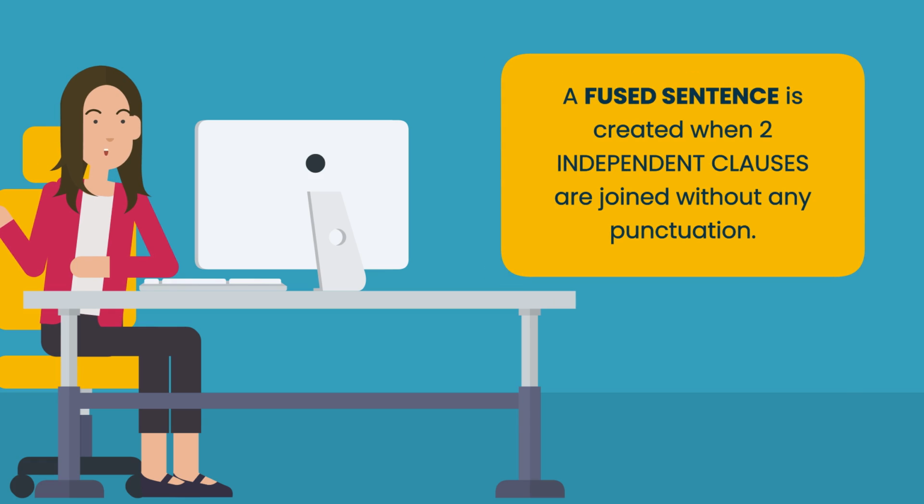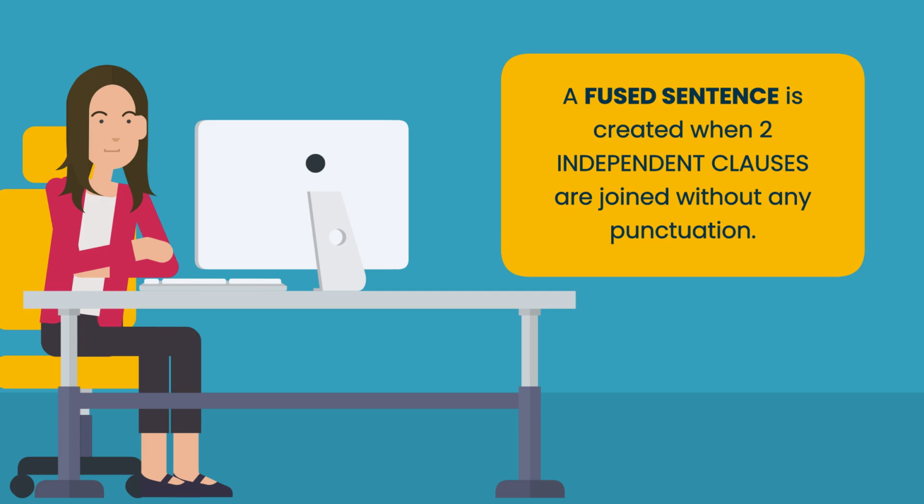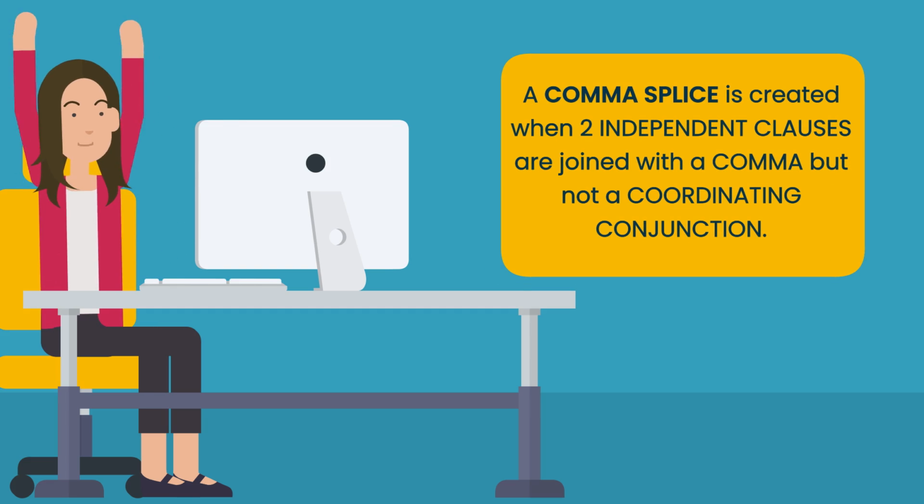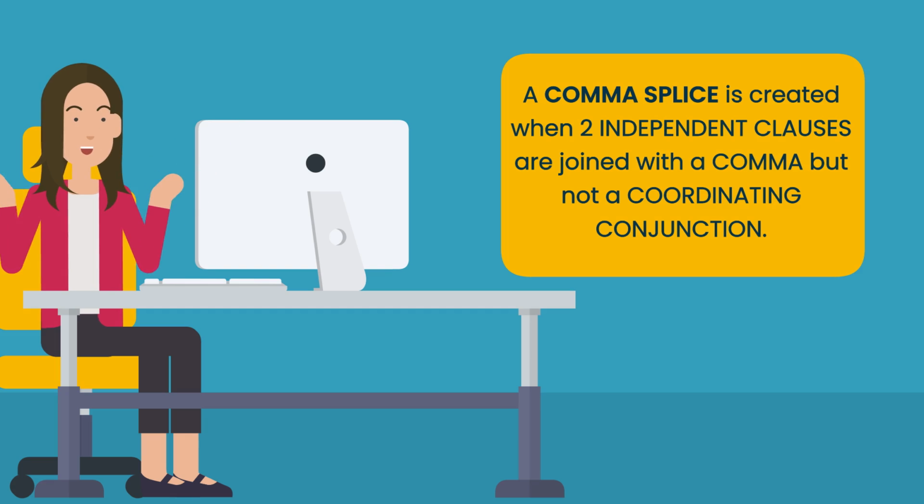Let's review what we have learned so far about joining independent clauses. A fused sentence is created when two independent clauses are joined without punctuation. A comma splice is created when two independent clauses are joined with a comma but not a coordinating conjunction.